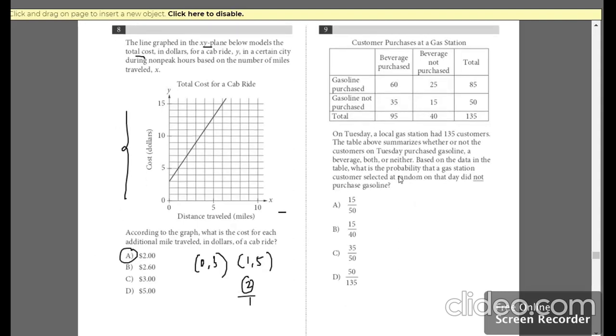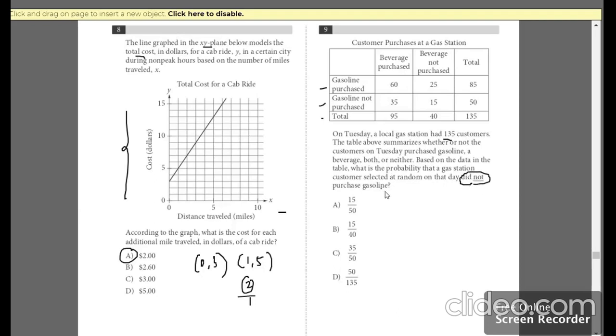On to question number 9 that we have a tabular data. Customers purchase at the gas station, gasoline purchase and not purchase, and the total. So what are they saying to us? Had 135 customers on Tuesday on a particular day. The customers Tuesday purchased gasoline, both or neither. What do we have to do? We have to work it out.